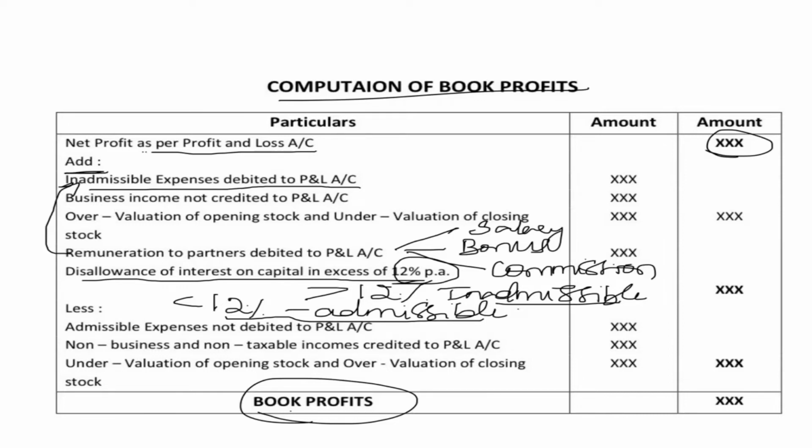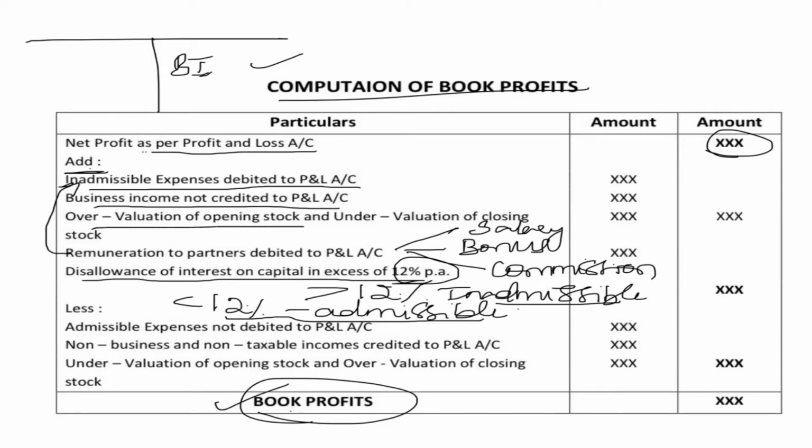Next, if they have not considered business income on the credit side of profit and loss account, which are actually considerable here and should be considered, then such items should be added back to get proper book profit. In case there is any overvaluation of opening stock or undervaluation of closing stock, that will be considered.